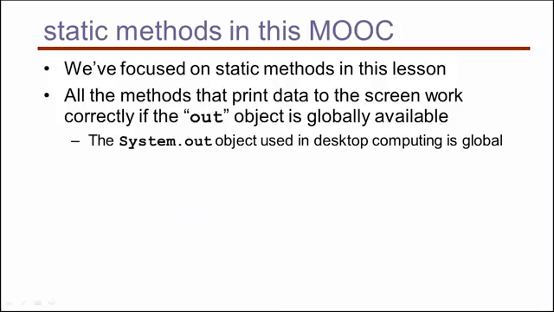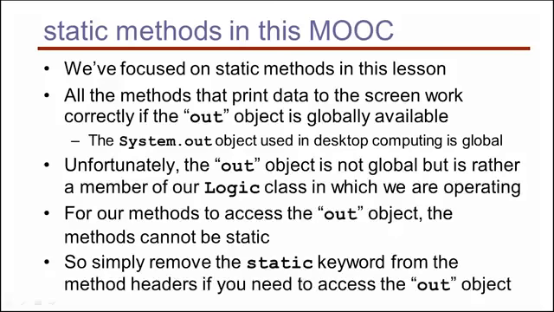On a closing note, this lesson has focused on static methods that are usually helper methods that are not part of an object class. Again, object class will be seen in a later session. And all the methods would work if the out object we are using for printing were globally defined, like the system.out object used in desktop computing. Unfortunately, in the Android world in which we are operating in this introductory class on Java, the out object is not global, but is rather a data member of the logic class in which we are currently doing all of our work.